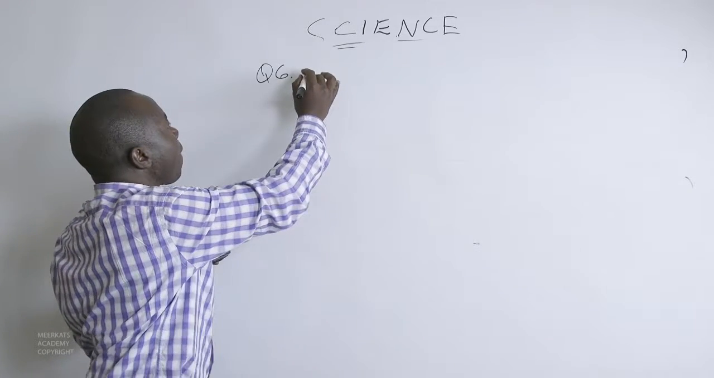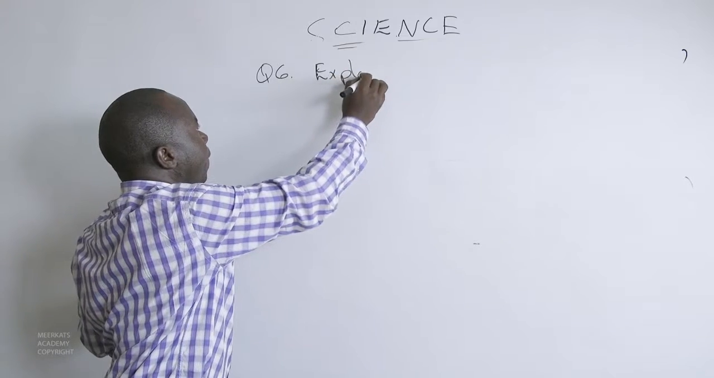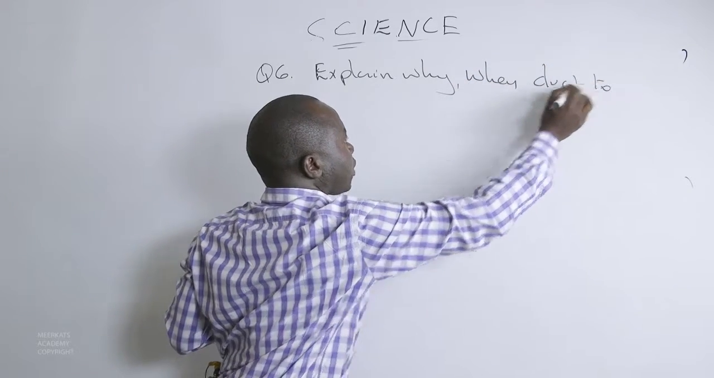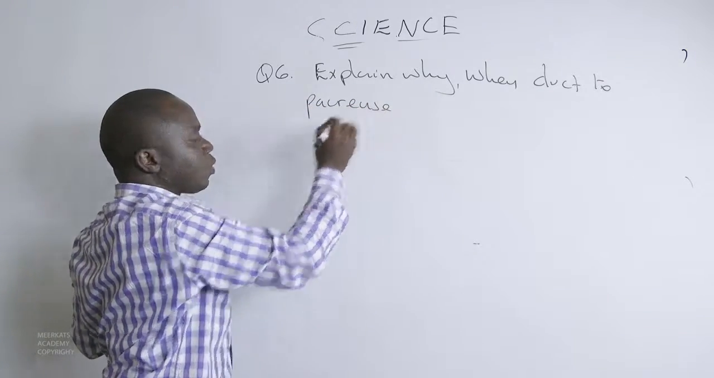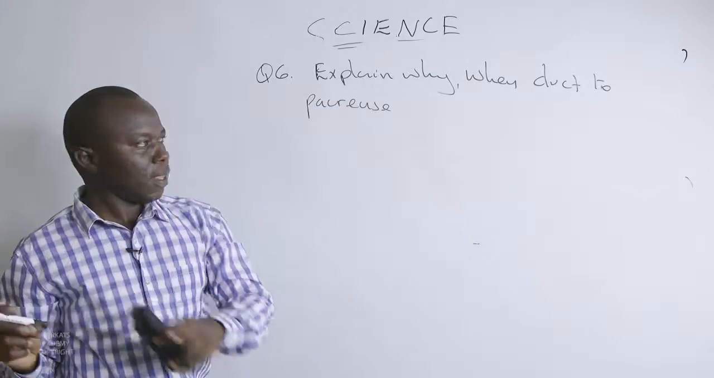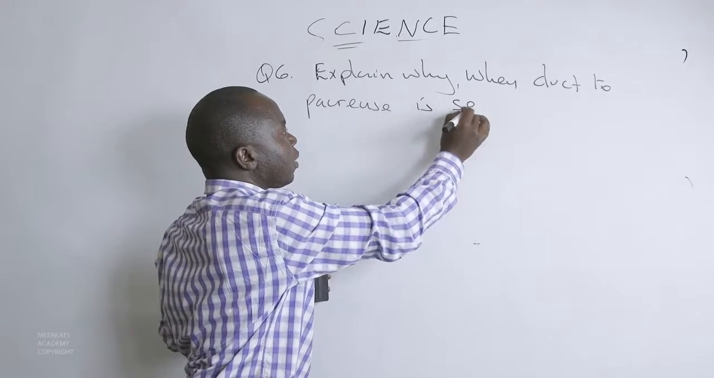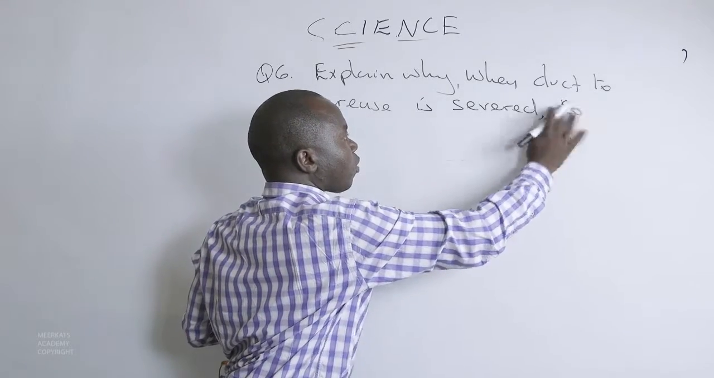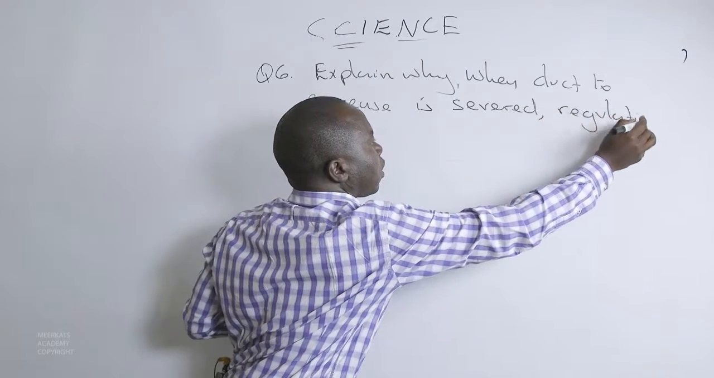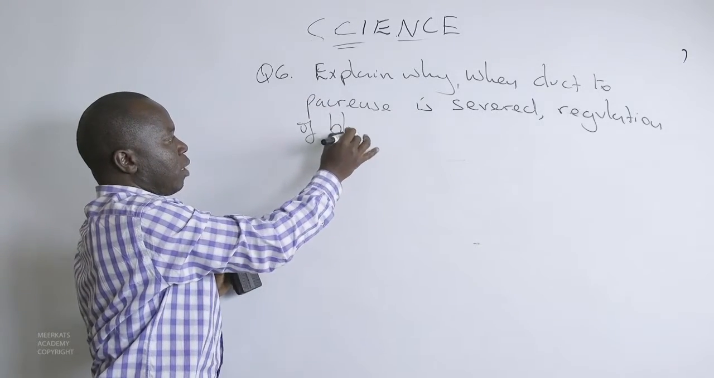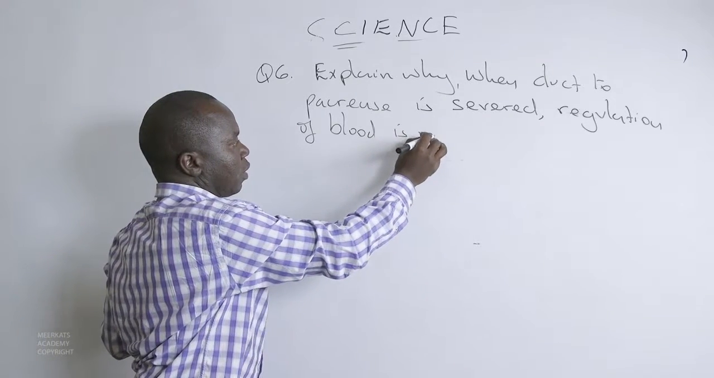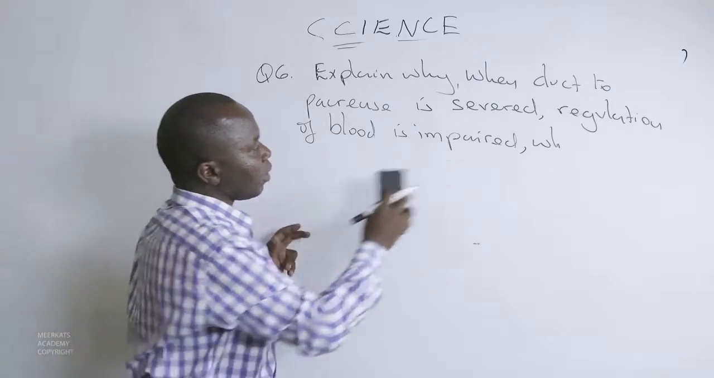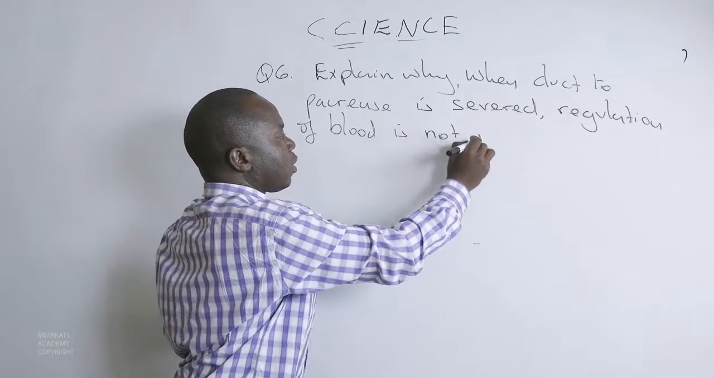Question 6, explain why when the duct to the pancreas is severed, the control or regulation of blood sugar is not impaired. A duct is that tube that leads from the pancreas.